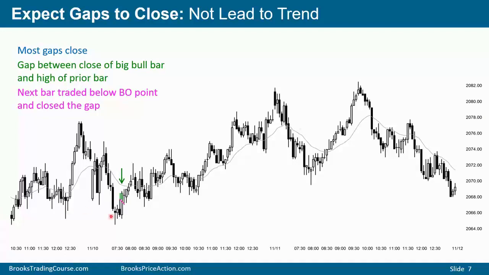You can see the pullback. The following bar had a low below the high of the breakout point. Strong breakout above a prior high, and the market immediately pulled back below the high, and the pullback here went far below the breakout point. That gap closed.